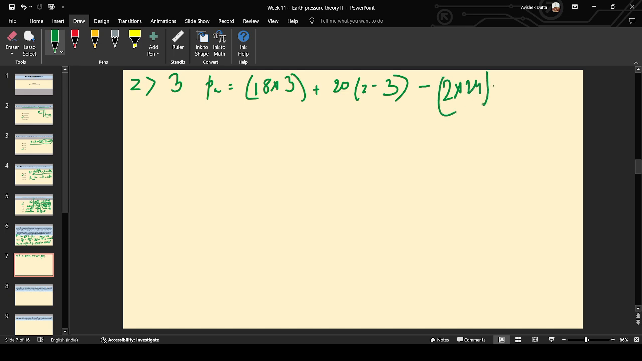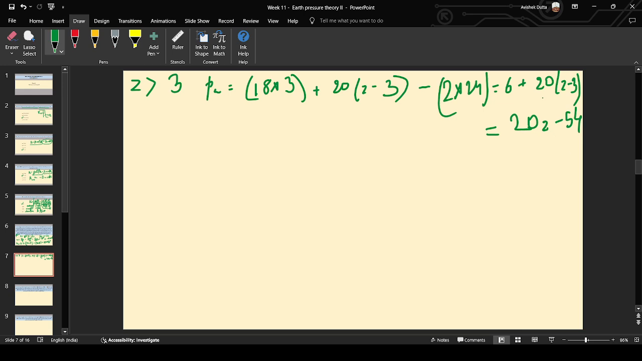This equation now becomes PA for Z more than 3. It becomes 6 plus 20 into Z minus 3. We can also modify this equation like this. It is 20Z, 20 into 3 is 60, minus 54. So we'll just solve it.